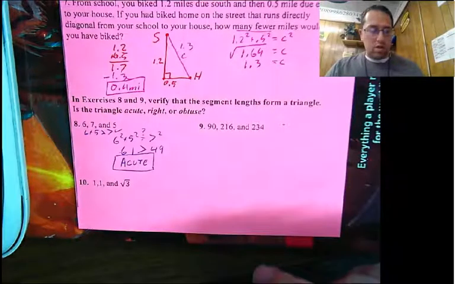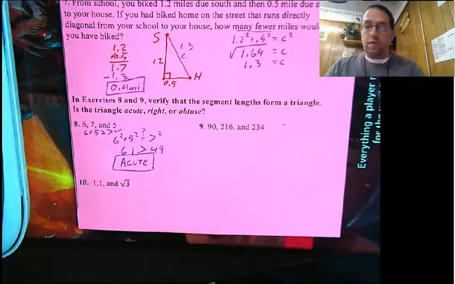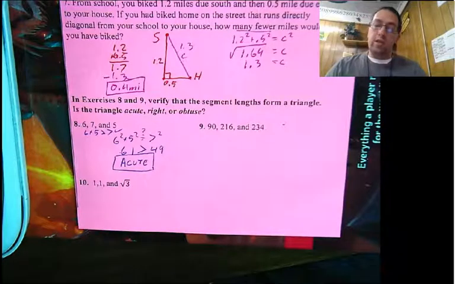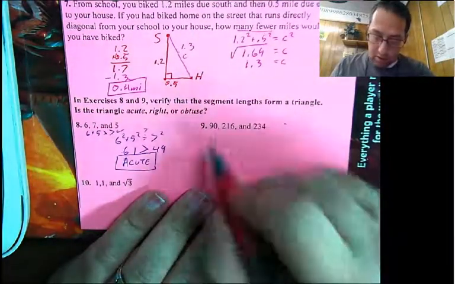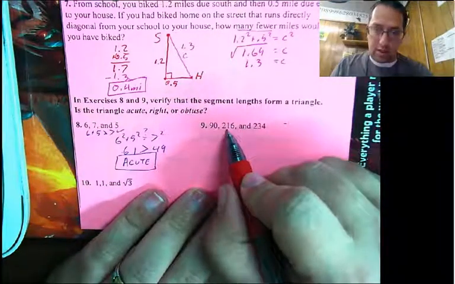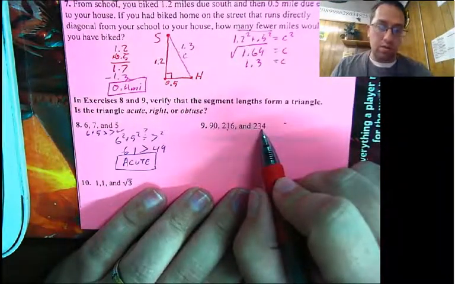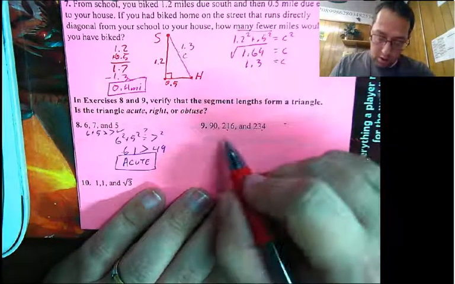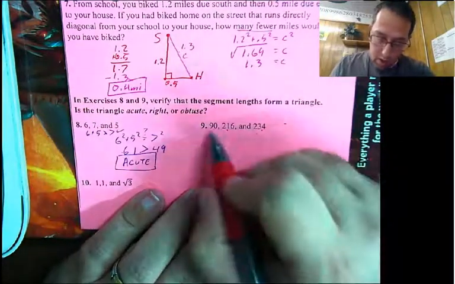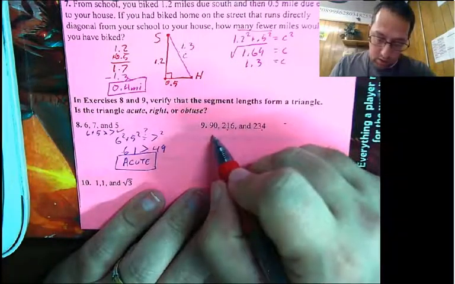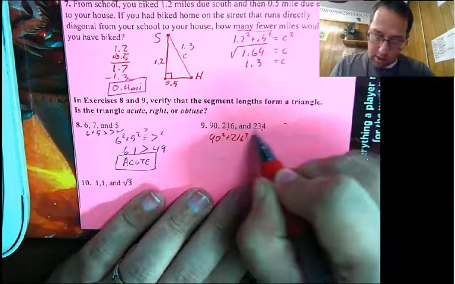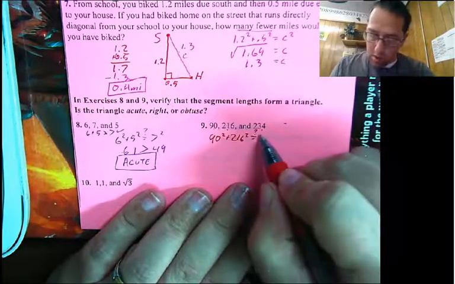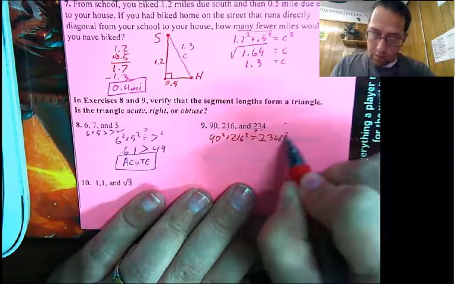Acute. All right. I would like for you to pause the video now and work out number 9 and number 10. All right, let's see how you did. So first we need to verify that this works, and we almost don't even have to do anything because 90 plus 216 is obviously going to be more than 234, right? That is my big one. So it's going to be 3 something. Who cares? Anyways, it's more than that. That's all that really matters. We have 90 squared plus 216 squared is, I don't know, maybe going to equal something to 234 squared.